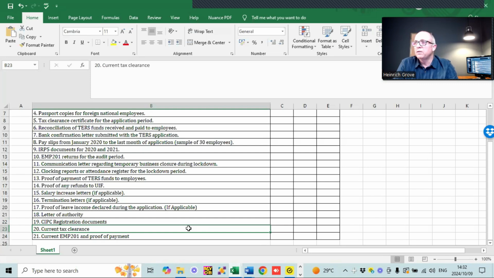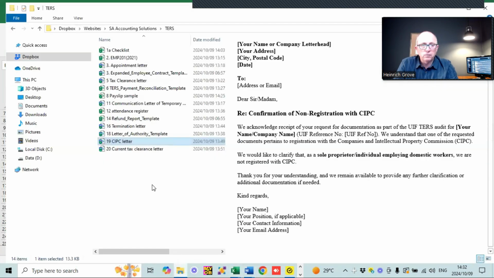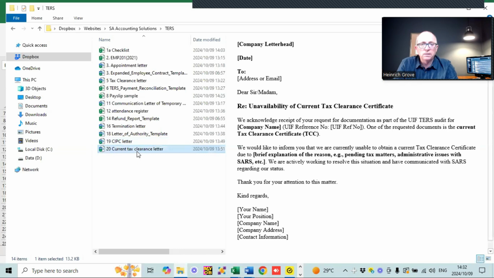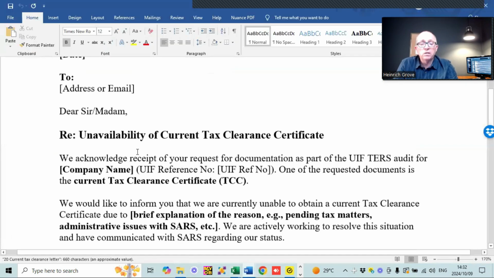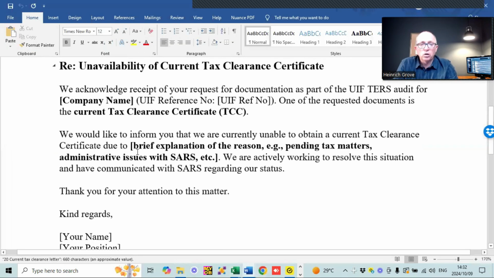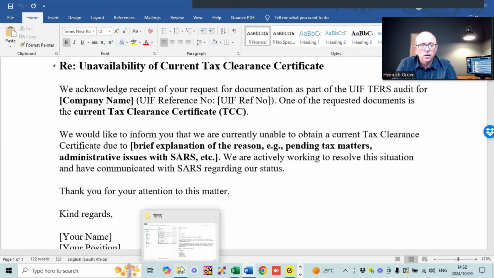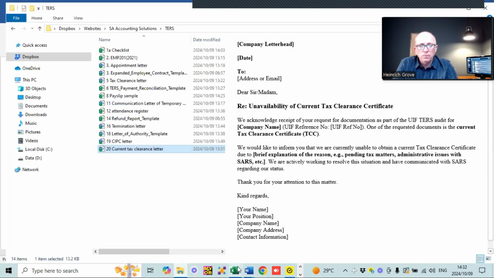The checklist: current tax clearance certificate. If you've got a current tax clearance certificate, you're just going to attach it as one of the documents and send it through. If you don't have one, obviously we have created a letter for you as well. There's our current tax clearance letter, and this one as well. If you can't get a tax clearance at the moment, like I said, it was never a requirement. So you just acknowledge the receipt of a request for documentation as part of the audit, and one of the documents is a tax clearance certificate. We would like to inform you that currently I'm unable to obtain a tax clearance due to, then you can give a brief explanation of what's wrong, and we're actively working to resolve the situation.